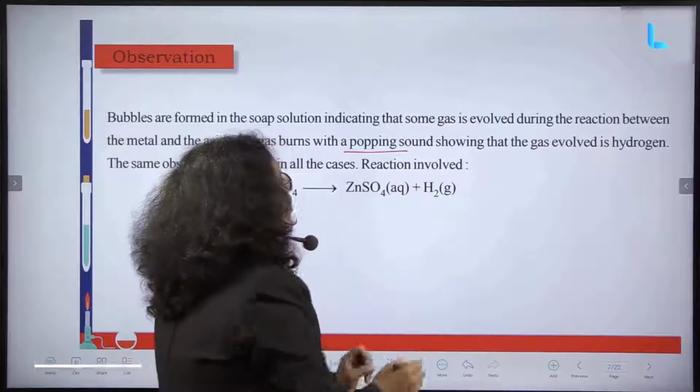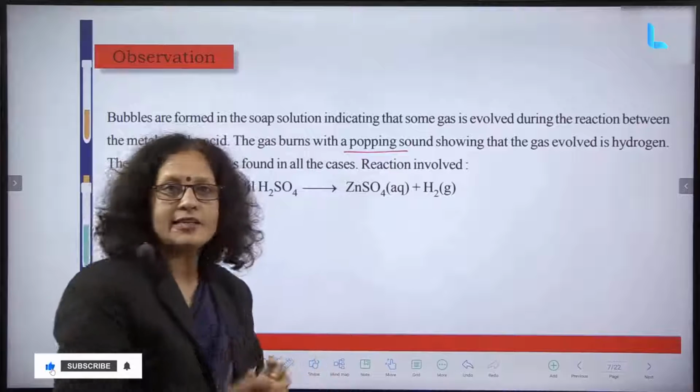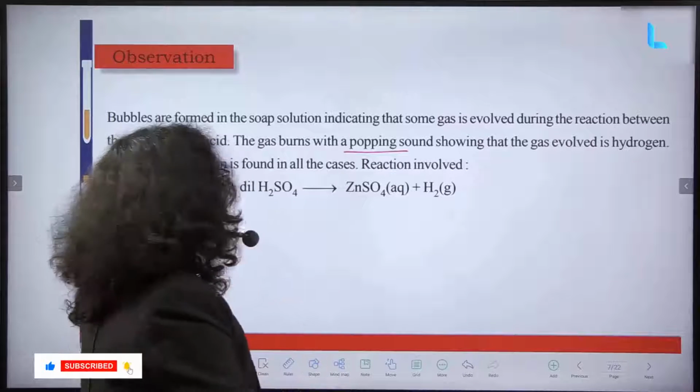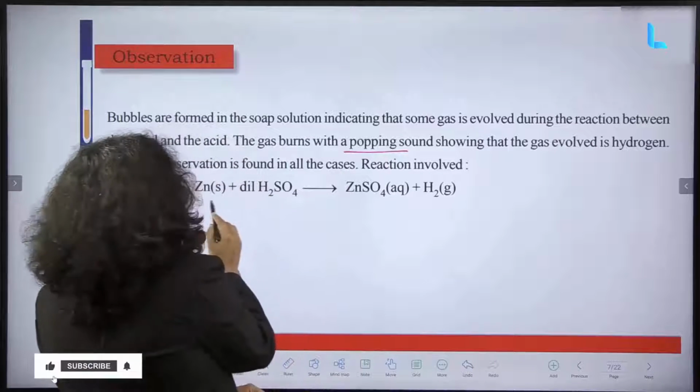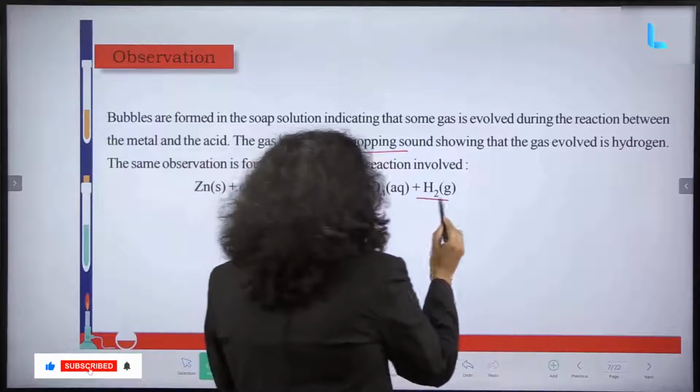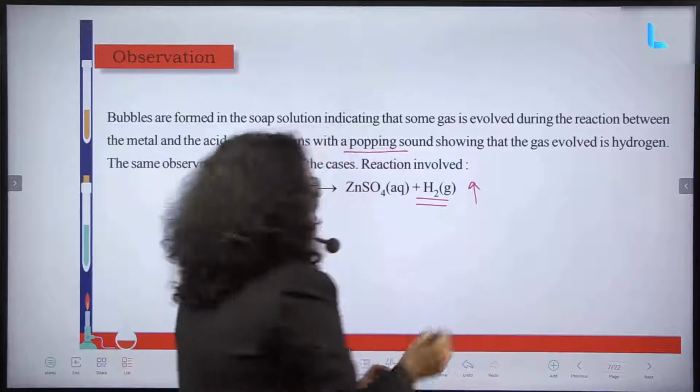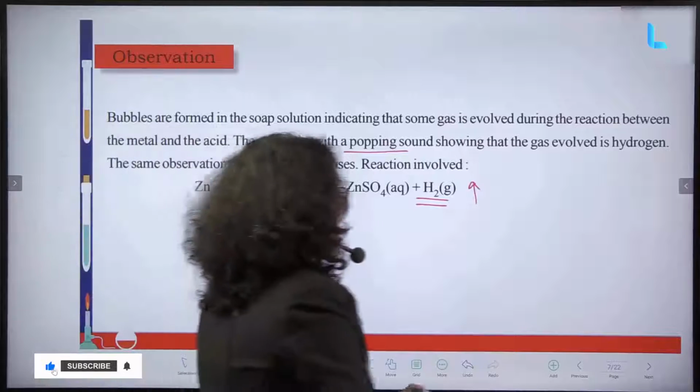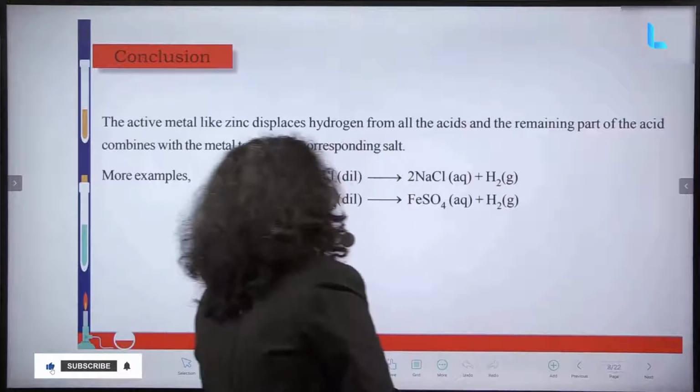Okay, what will happen? It shows that the gas evolved is hydrogen gas. The same observation is found here. Zinc plus dilute H2SO4 gives zinc sulfate plus hydrogen gas liberated. That is the experiment we observed just now.